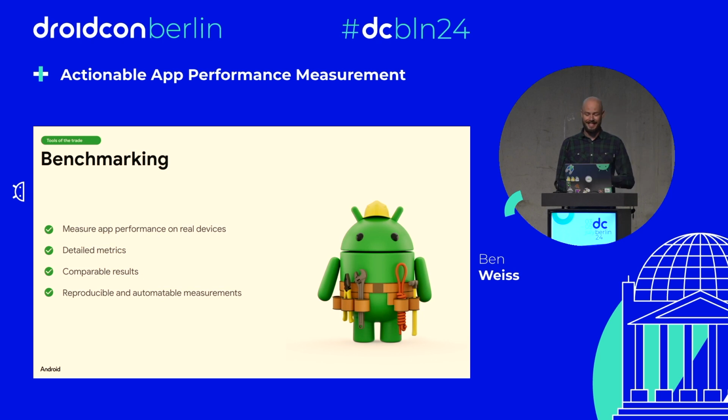It gives you extremely detailed metrics of what's going on. And it gives you comparable results, because you have a device that you can reset and basically do the same thing over and over again. So those results are comparable over time, and you can see if one release introduces performance regressions. You can do that fully automated as well. You have to plug in the device somewhere, but it's a way that you can just do that.